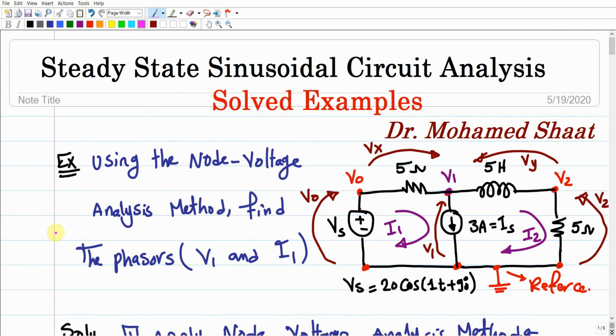Again, the objective of this video is just to give you some more examples on the steady state sinusoidal circuit analysis using the node voltage analysis method and the mesh current method.